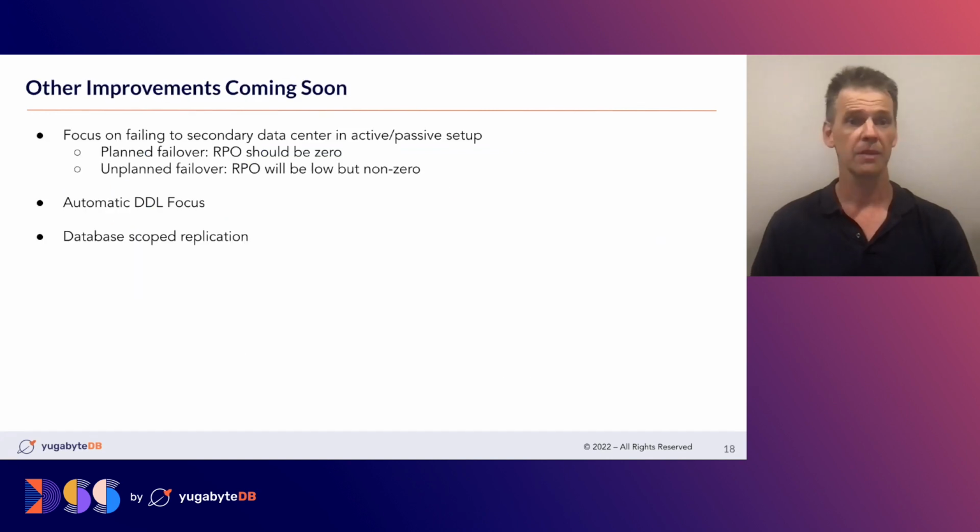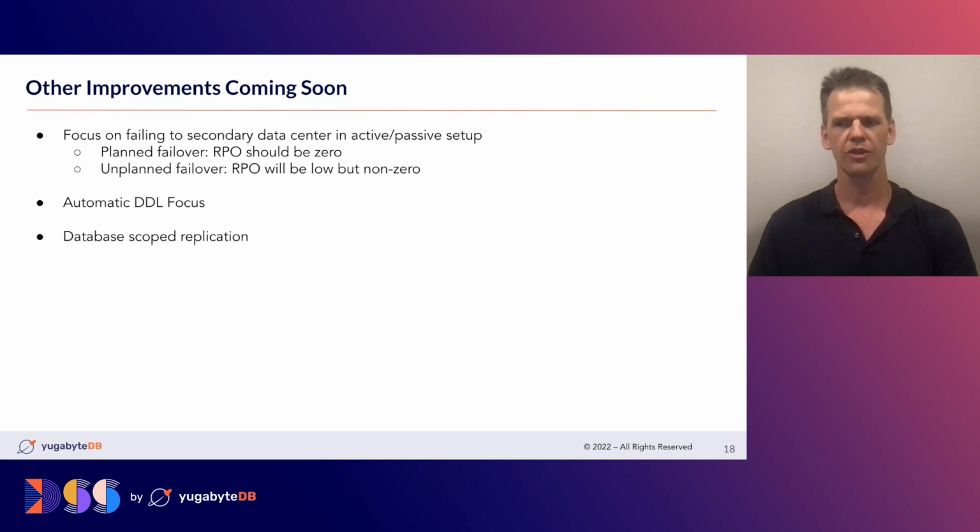There's some other improvements coming too. If we look at the current implementation, it's difficult to fail over. It's not terribly difficult, but when we do that, if I'm doing a planned failover, my RPO should be 0. And we want to make this as easy as possible.